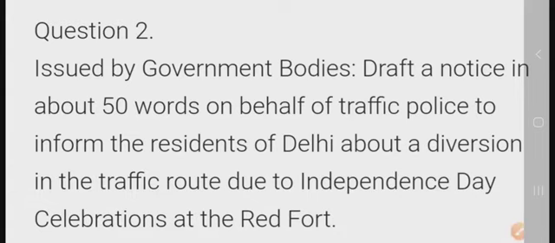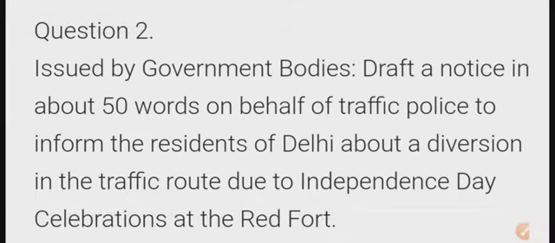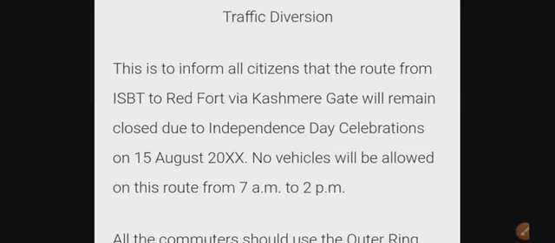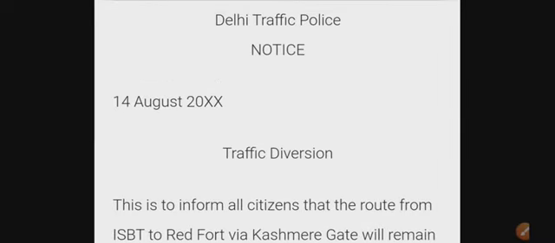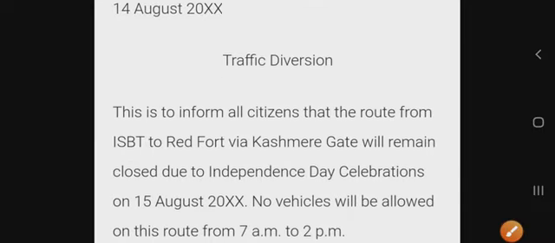Now see children, it's a government notice, from a government department. Draft a notice in about 50 words on behalf of traffic police to inform the residents of Delhi about a diversion in the traffic route due to Independence Day celebrations at the Red Fort. So it is there. It's in the name of the organization, Delhi Traffic Police. Then notice, then date. Then the heading: traffic diversion. And this is the body.